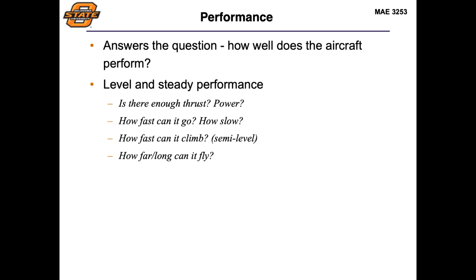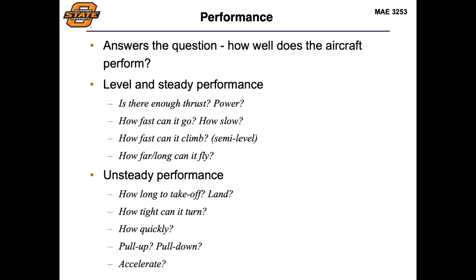And that's where the aircraft is going to be spending most of its time. In a traditional airliner role, the aircraft may spend 90 to 95% of its time within that cruise flight mode, essentially in level and steady flight. And from that, we can ask ourselves some basic questions. Do you have enough thrust? Do you have enough power? And then you can determine some very simple performance estimates, such as how fast can it go? How slow can you go? How fast can you fly? Or how fast can you climb or descend? What is your range? What is your endurance?